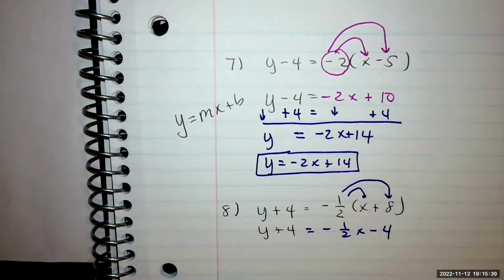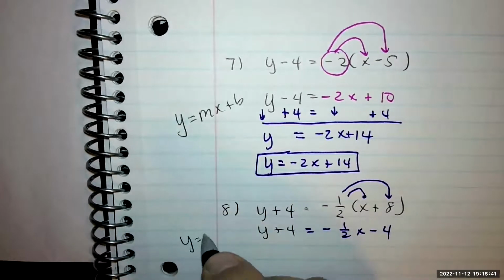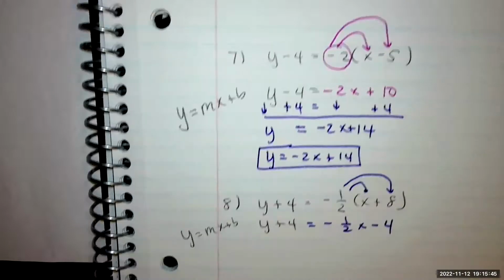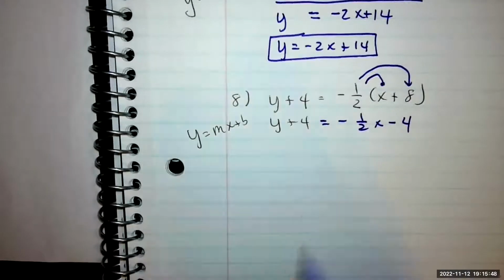All right, remember, we want it in slope-intercept form. That's y equals mx plus b. And so we want the y by itself. And so what I'm going to do is subtract 4 from both sides.